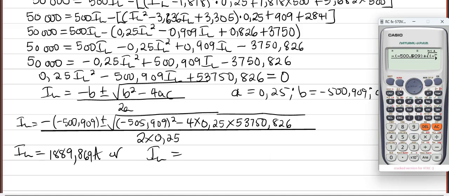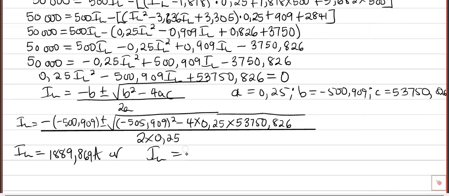we just change our sign, 113,766 amps. You will take this one as your answer for your supply current. This is a very large current here. We won't consider the very massive one. So that's how you would go about this calculation.